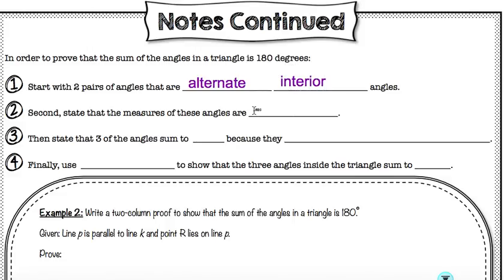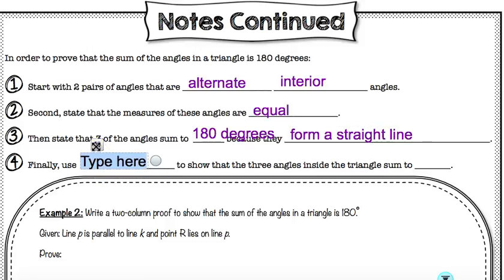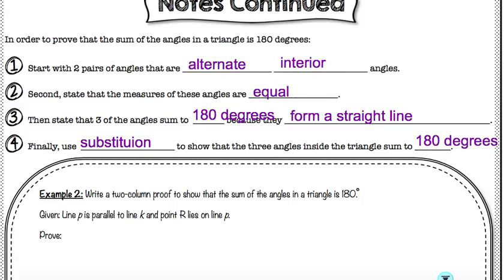Second, state that the measure of these angles are equal. Then state that 3 of the angles sum to 180 degrees because they form a straight line. Okay. Finally, you're going to use substitution to show that the 3 angles inside the triangle sum to 180 degrees. So these are steps that always work, and that's really nice to know that those are out there. Okay.